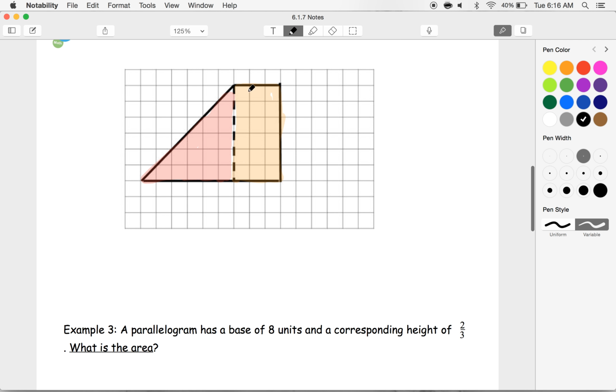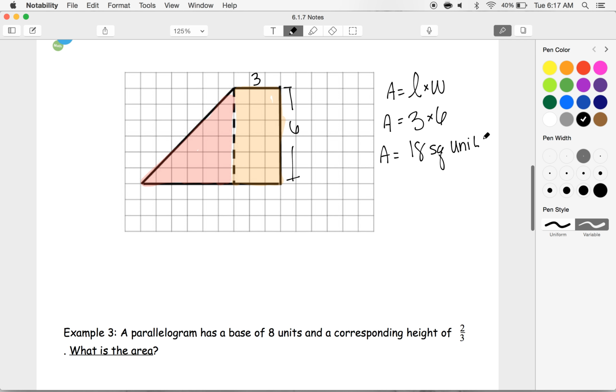So for my rectangle, this is 1, 2, 3. He's got a length of 3. 1, 2, 3, 4, 5, 6, with a 6. So the area for him is length times width. Area equals 3 times 6. The area is 18 square units. Remember your labels, kiddos.